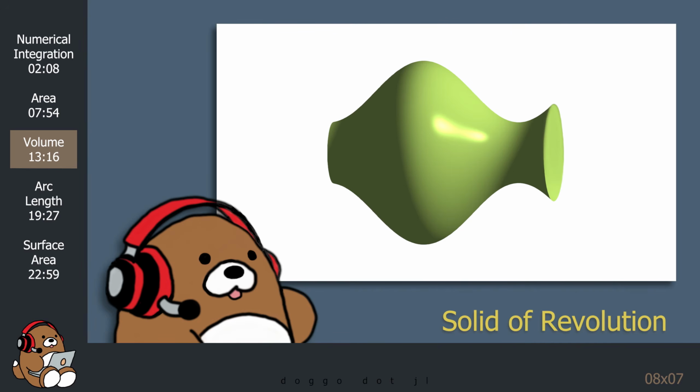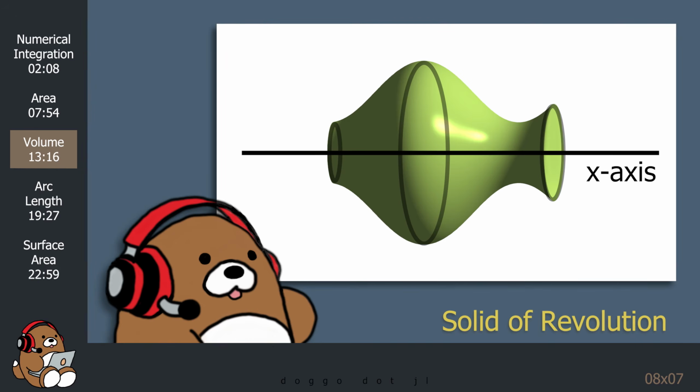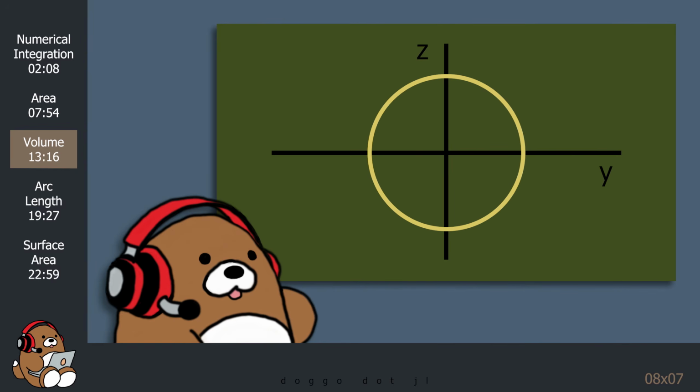A solid three-dimensional figure, formed by rotating a two-dimensional figure around an axis, is called a solid of revolution. Conceptually, rotating a curve drawn on the xy plane around the x-axis is like drawing a bunch of circles around the x-axis. But rather than drawing the circles in the xy plane, you need to draw the circles in the yz plane. The radius of each circle is f of x, for every value of x within the interval.